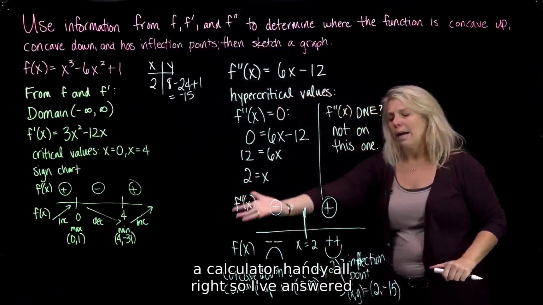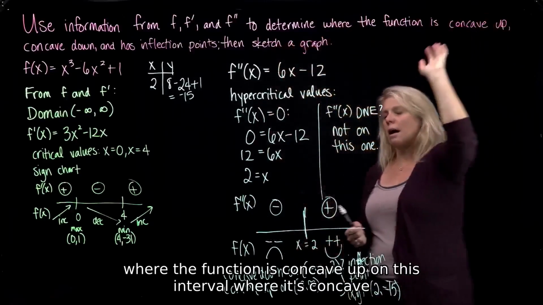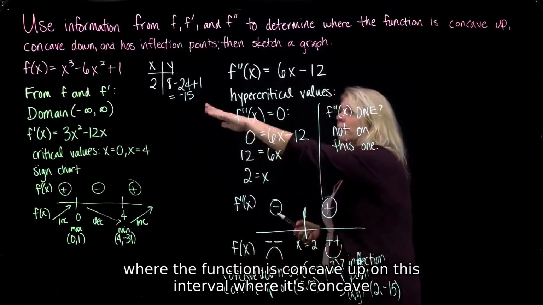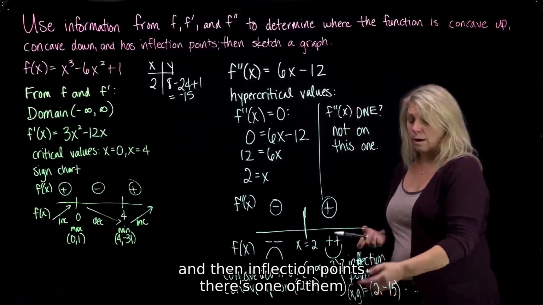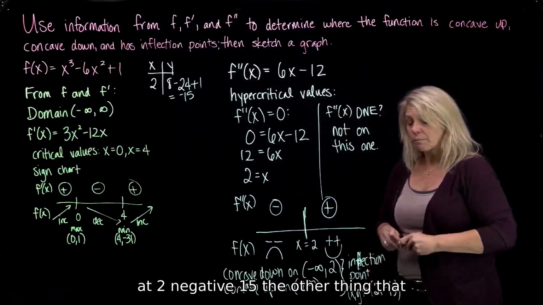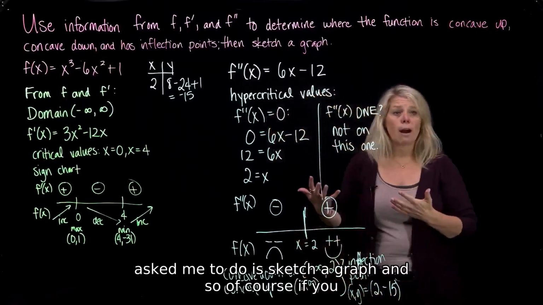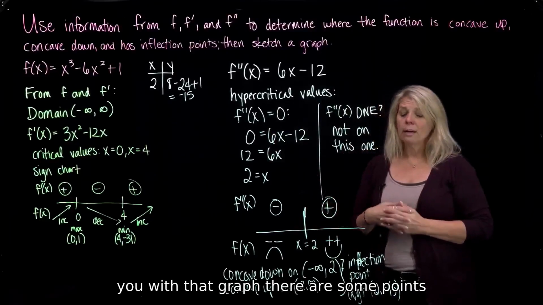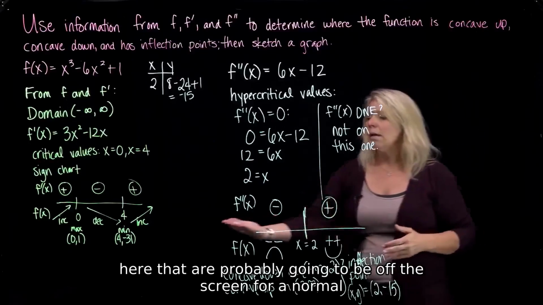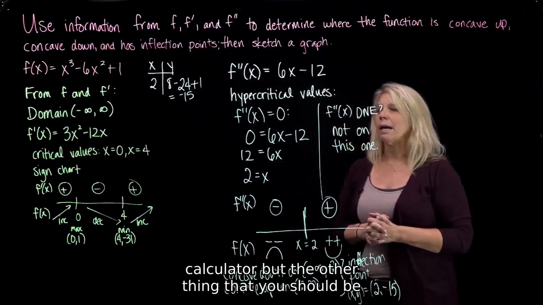All right, so I've answered the information that it asked me for here, where the function is concave up on this interval, where it's concave down on that interval, and then inflection points, there's one of them at 2, negative 15. The other thing that it asked me to do is sketch a graph. And so, of course, if you have a graphing calculator available, you can use the graphing calculator to help you with that graph. There are some points here that are probably going to be off the screen for a normal viewing window on a graphing calculator.